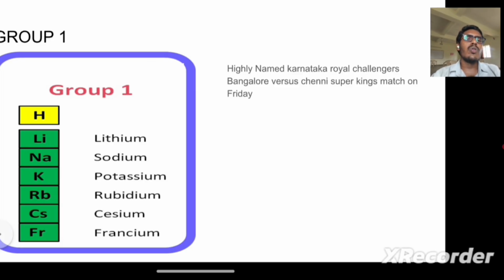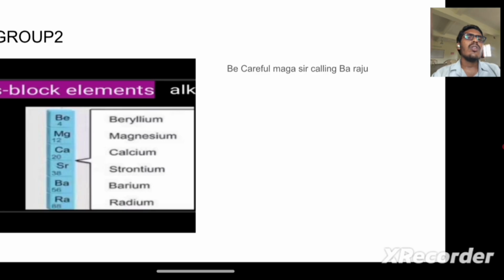Next, let's move on to group 2. The elements in group 2 are beryllium, magnesium, calcium, strontium, barium and radium, as you can see on the slide. Now, to remember this, I had made a mnemonic. Be careful, Maga, sir calling Ba Raju.